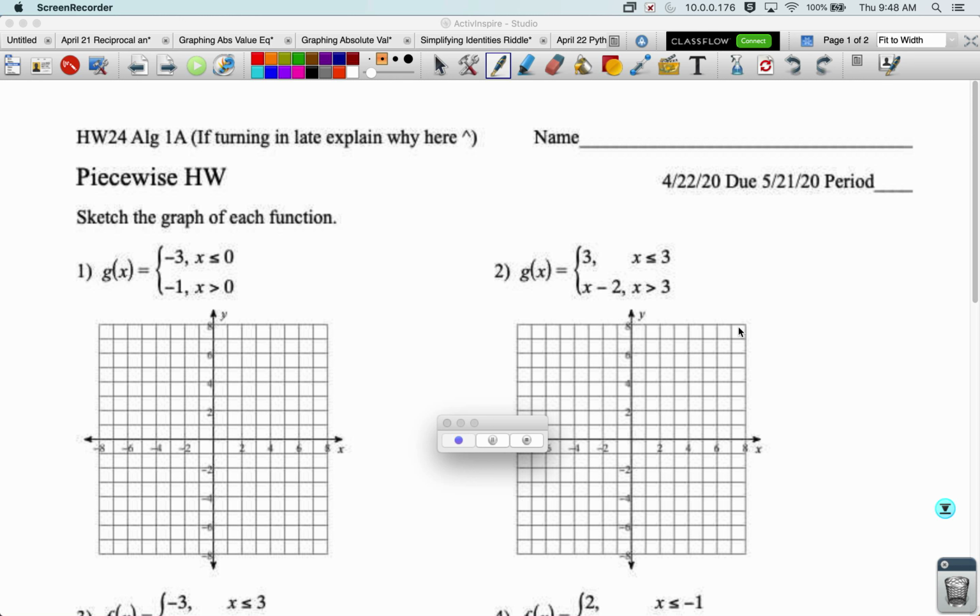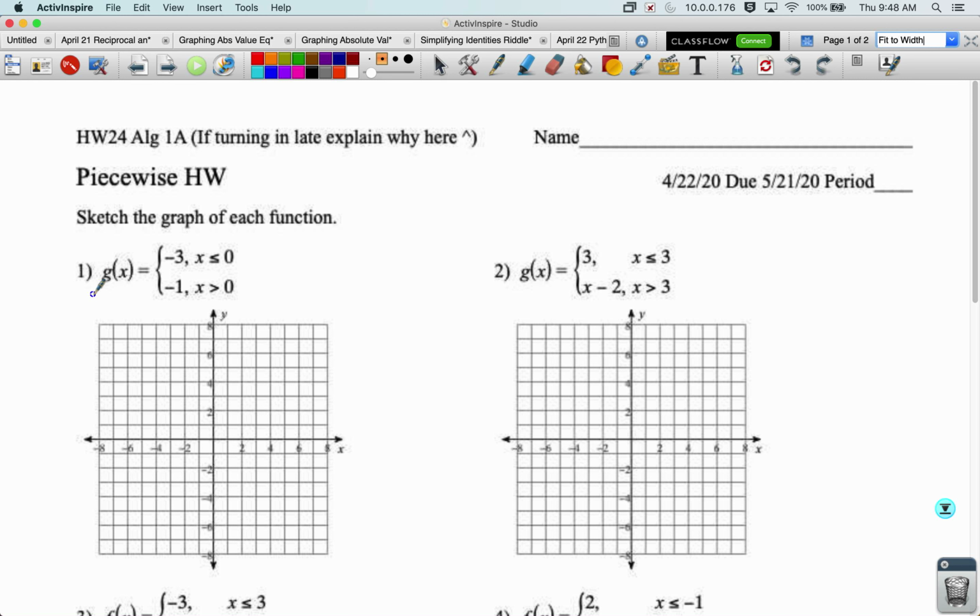Hello and welcome. This is going to be our homework help video for the Piecewise homework. Let's go ahead and get started with problem number 1. Sketch the graph of each function.